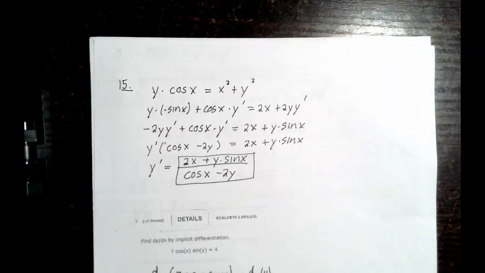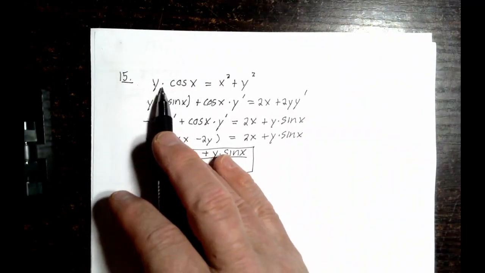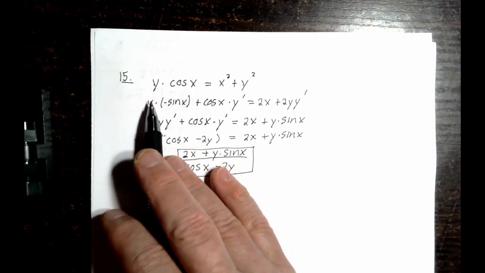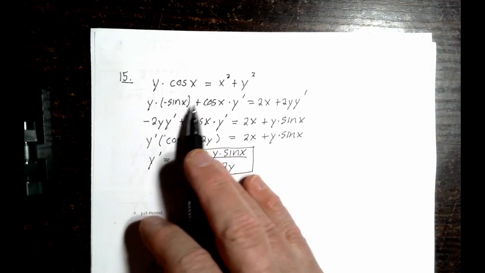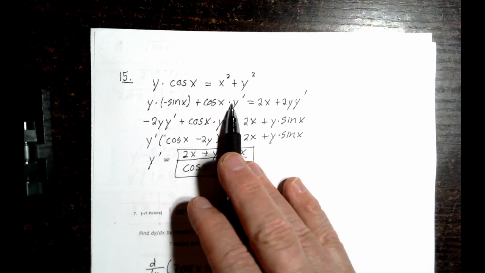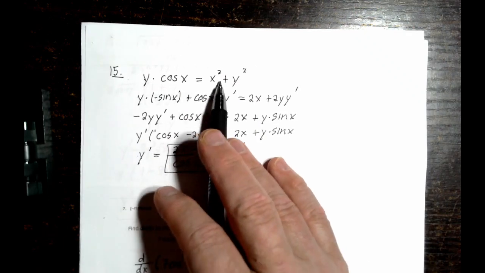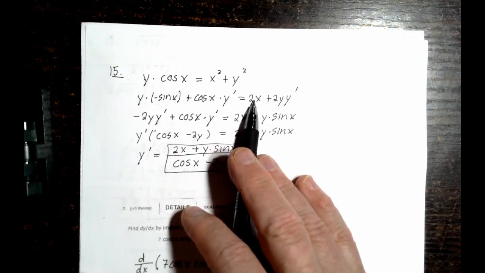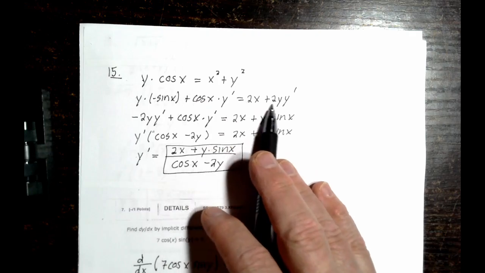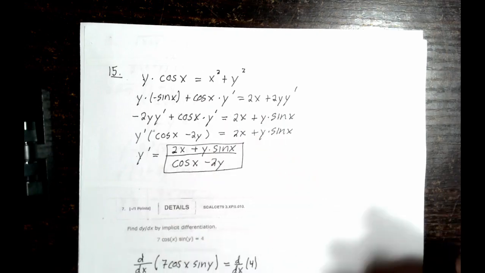Same thing here with 15. You take the derivative of y cosine: it's the first times the derivative of cosine, plus cosine times the derivative of y, which is just y prime. Derivative of x squared is 2x. Derivative of y squared is 2y, y prime. And you solve it for y prime.